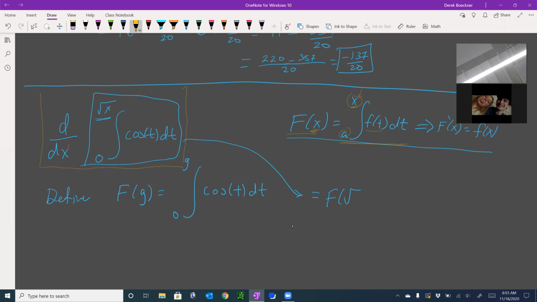So we're going to define f of g as the integral of the cosine function. It's going to start at 0, it's going to end at g, just like this setup, right? So if I have that set up, what I can do here is I can put in f of the square root of x and think of this function here as a composite function of f and the square root function, right?